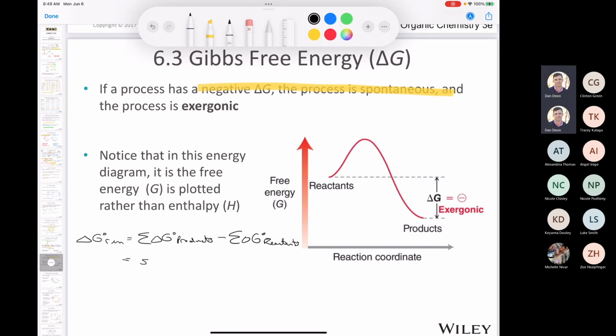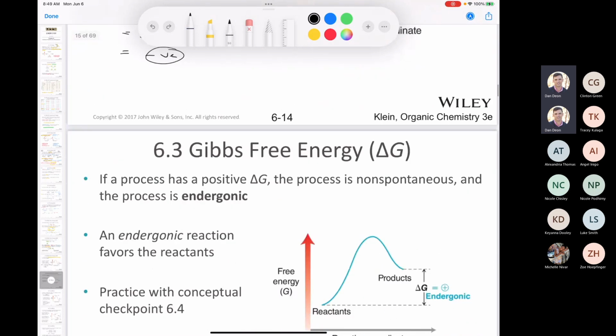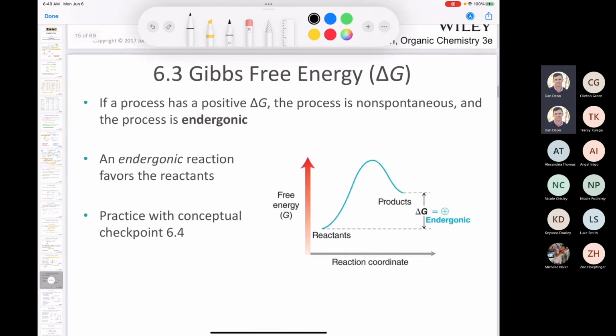And if you take a small number and you subtract a large number, what do you get? You end up with a negative number. So exergonic reaction, spontaneous, delta G is negative. I'm not going to rewrite this formula, but I'll refer to it over here. When we have an endergonic process, our delta G is going to be positive because we're taking a large number and subtracting a small number. And so this would be a non-spontaneous process. An endergonic process is non-spontaneous.